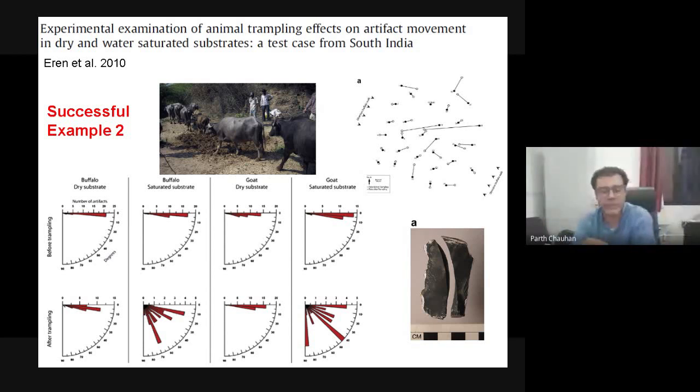So the graphs you see on the bottom, these are rose diagrams, and they show that before trampling they were horizontal, and after trampling they were diagonal or vertical. Now this information is used to interpret context of the artifacts found in excavations. Many sites now are yielding artifacts in different orientations. What is the reason behind these orientations? And the other information that you get from this is how the site formed. You always have these processes acting on sites after abandonment by hominids. So how did these things get affected? So this is an example.